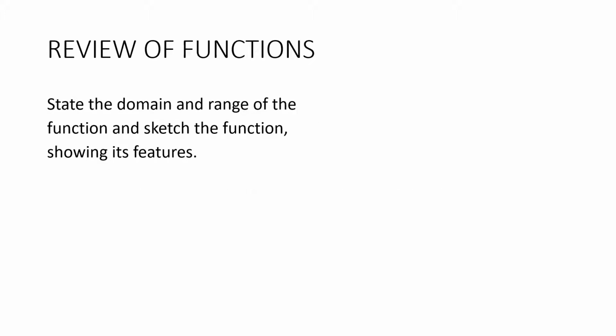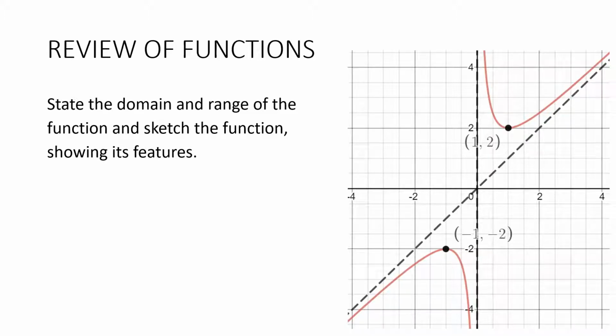State the domain and range of the function and sketch the function showing its features. I'm going to do the sketch first. So here we can see our vertical asymptote through x equals 0 and our diagonal asymptote y equals x. We have our maximum point, -1, -2, and our minimum point, 1, 2. And you can see how the curve never ever escapes this line. It's almost like it's being corralled. It gets closer and closer and closer to it, but never escapes it.